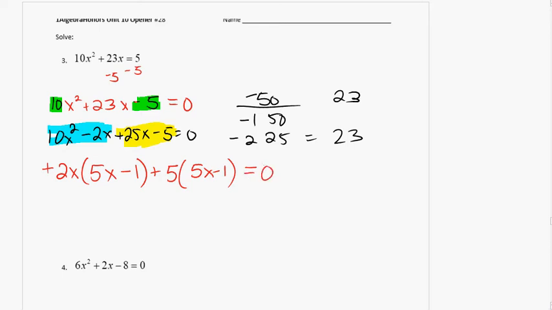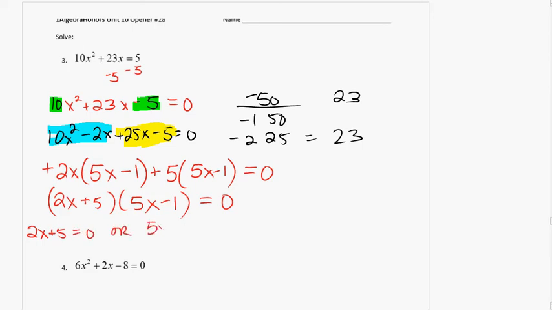And so now I can group this and have 2x plus 5 times 5x minus 1 equaling 0. I can use zero product property, but the answers aren't negative 5 and 1 if you're tempted to do that. So let's set each factor equal to 0 and figure out what value of x gives me 0.